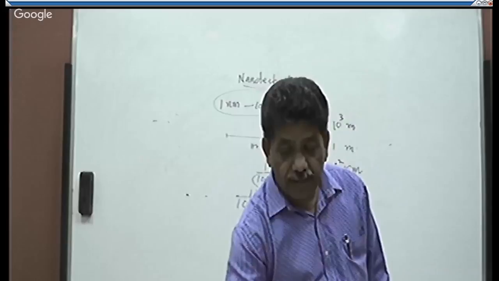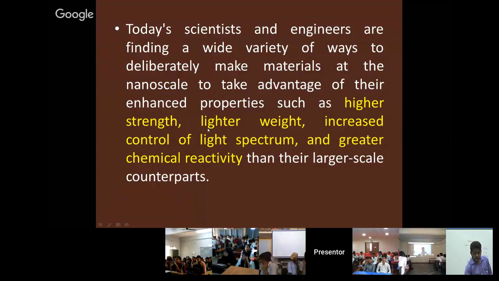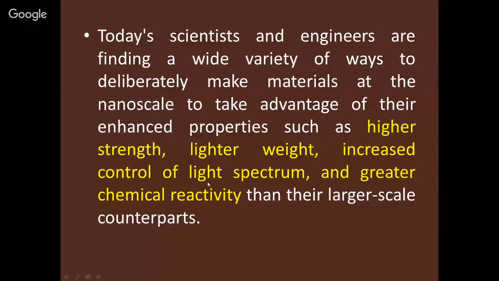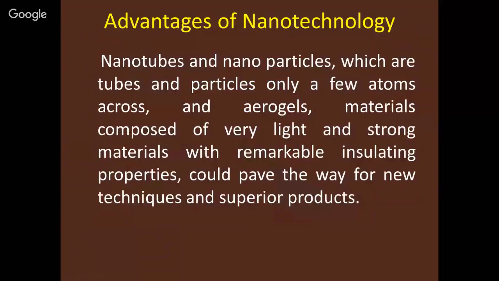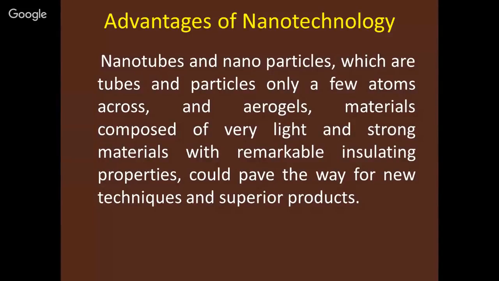So here I highlighted this: higher strength, lighter weight, increased control of the light spectrum, and greater chemical activities. The chemical activities play a major role in our medicine. Nanoparticles are used in nanomedicines. When we talk about the applications, we'll study that. So what are the advantages of nanotechnology? We have certain types of objects, which we call nanotubes and nanoparticles, which are tubes and particles of only a few atomic size.